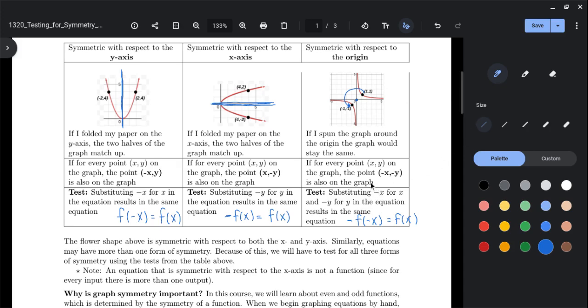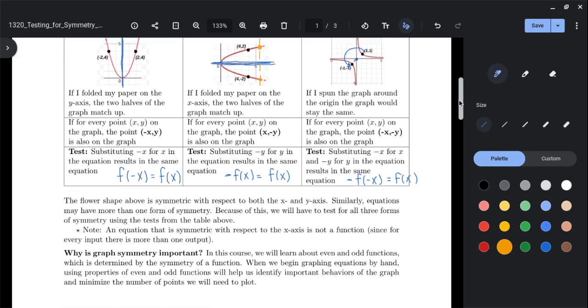Another thing I want to note is that if we are symmetric with respect to the x-axis, that means that our graph isn't a function. And if you'll remember, a function means that for every input, we have a unique output. So for every x, there is one y. Well, if I look at this graph, I have two y's, or 2 points, for every x. So this one in the middle, with respect to the x-axis, is not a function.